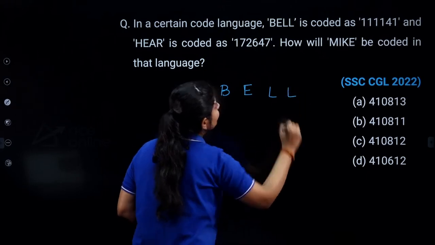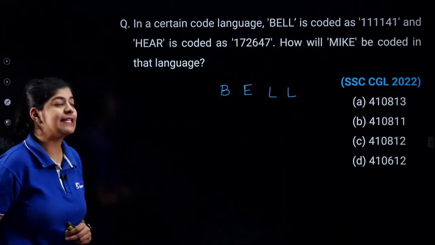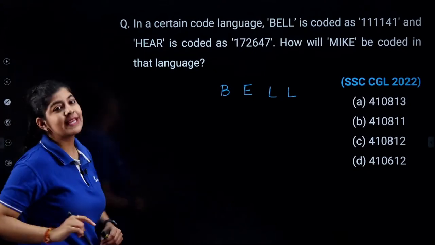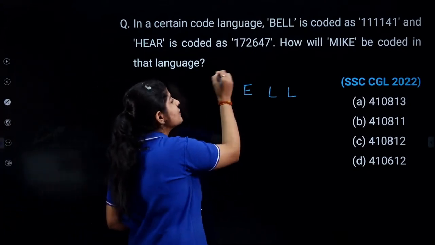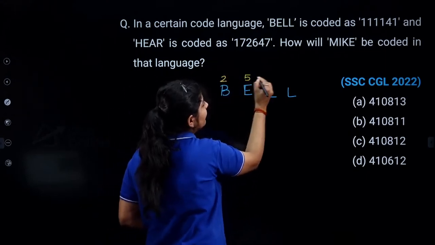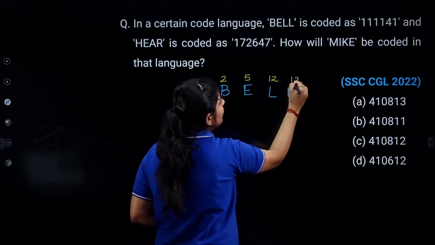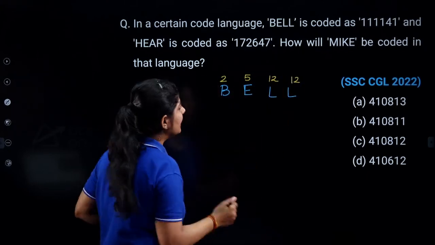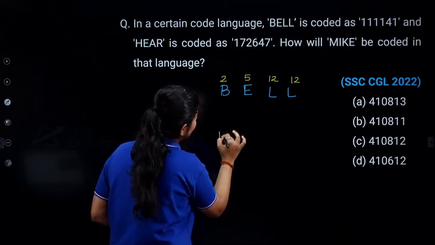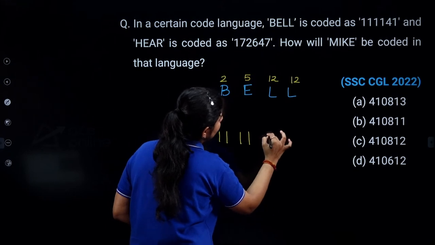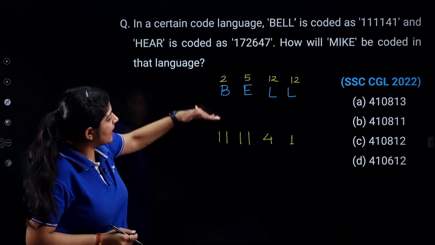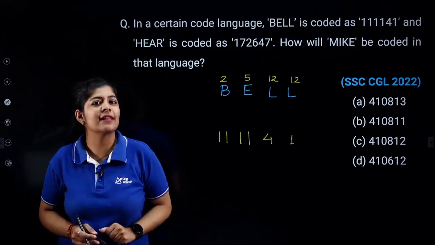Now if you see the word carefully, here we are having bell. Again, if I remember the associated numbers, I can easily attempt all these questions. So the first step is to write the associated numbers. B is associated to 2, E is 5, L is 12, L is 12. Now here I can see the numbers carefully: 11, 11, 4, 1. If I observe these numbers and these numbers, I can easily crack the pattern.